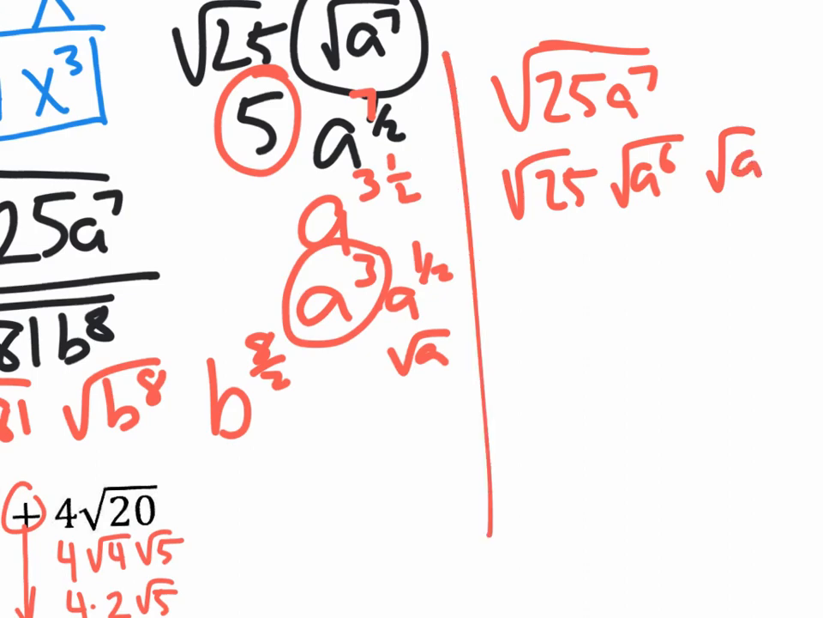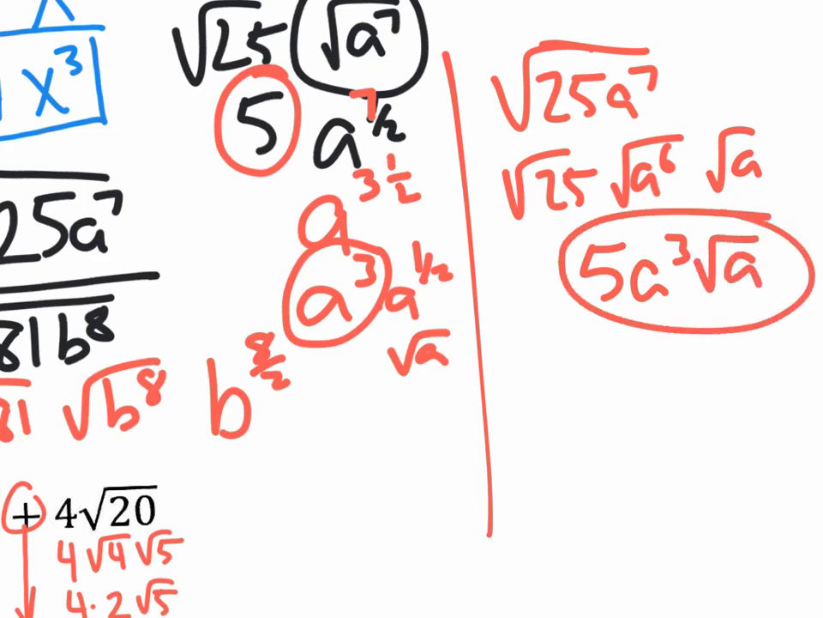If you don't want to go the mixed number route and splitting the base, you could rewrite your a to the 7th as a to the 6th times a, and the square root of a to the 6th, that's a to the 3rd, and the square root of 25 is 5. No more square roots. The only square root you have is on this one. So some people actually like this method better.